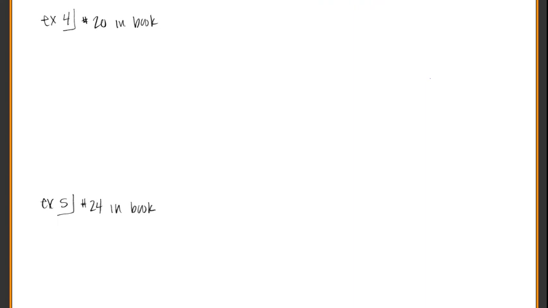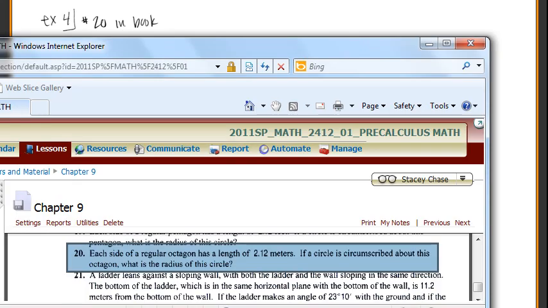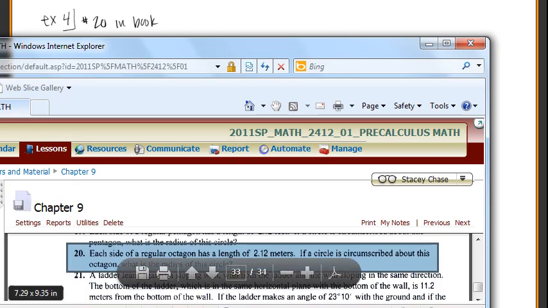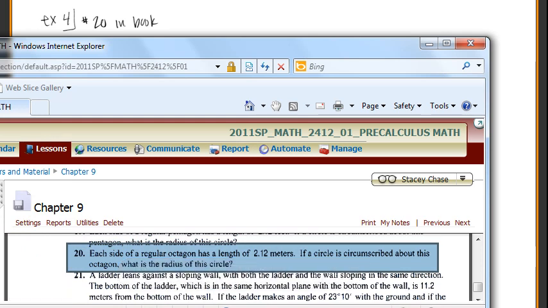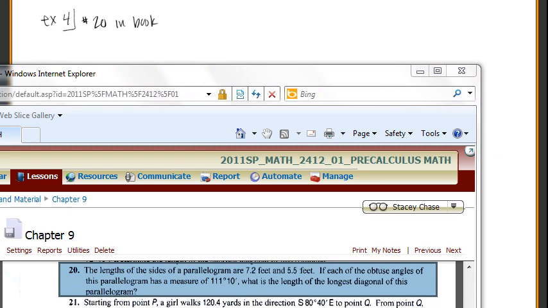Okay, well, hopefully you had a chance to look at number 20 real quick if you paused it. I'm going to pull it up for just 2 seconds so we can read what I'm showing as number 20. But it says each side of a regular octagon has a length of 2.12 meters. And actually that was the wrong problem. I meant this one. I was in the wrong section, guys. I was in 9.6. That should be 9.5.